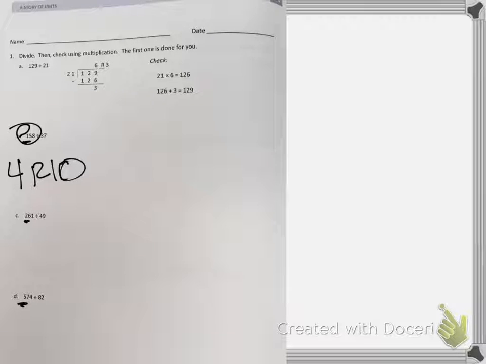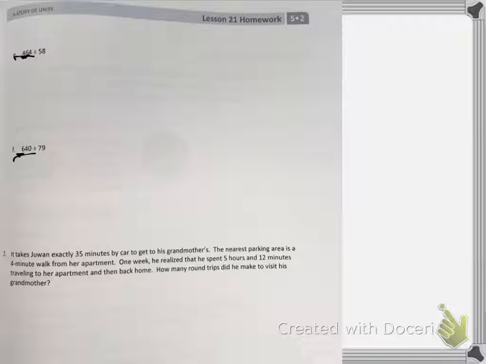All right, C and D, we're going to get the same answer. 8 remainder 7. Let's look on the next page. I'm going to work out E. So let's work out E.